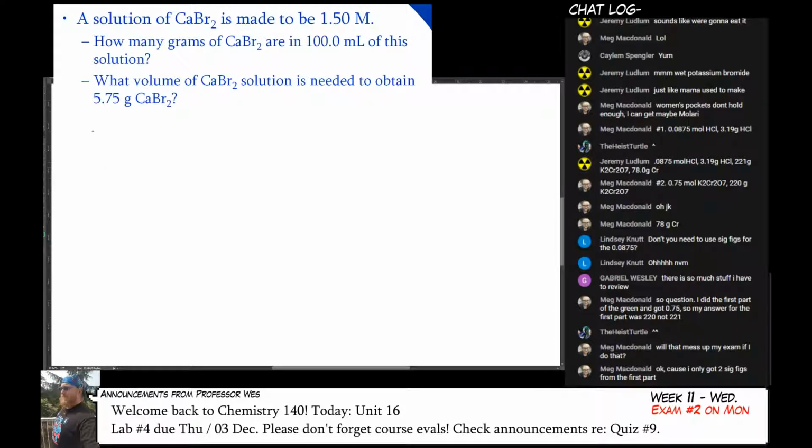All right, so I have a solution of 1.50 molar calcium bromide, and I have 100 milliliters of it, so we'll do MV equals moles. So my molarity. You'll notice that I'm writing out the units every time, and the reason for that is just to make sure all my bookkeeping is in order, so that when I multiply all this stuff together, if the units cancel out, it's going to work.